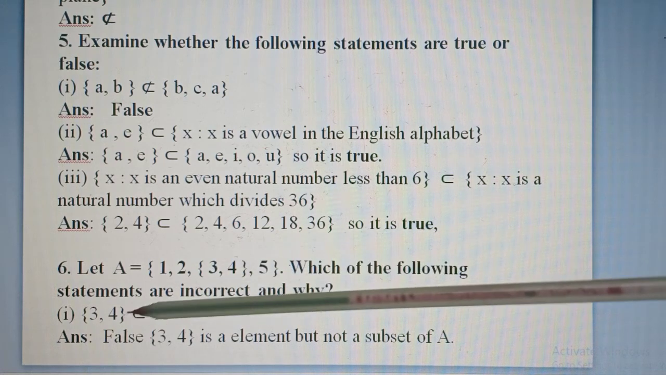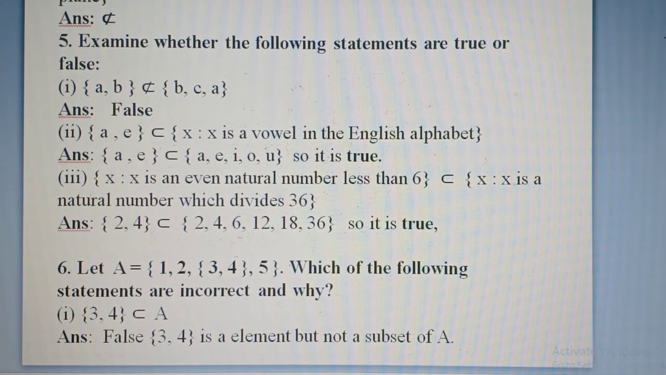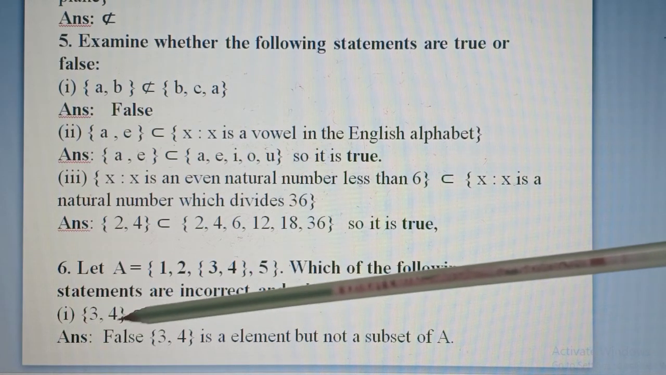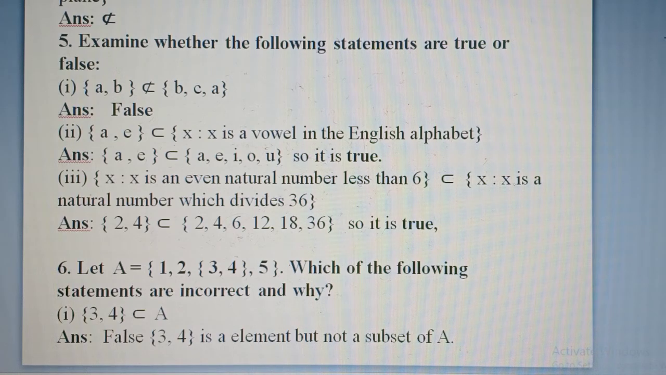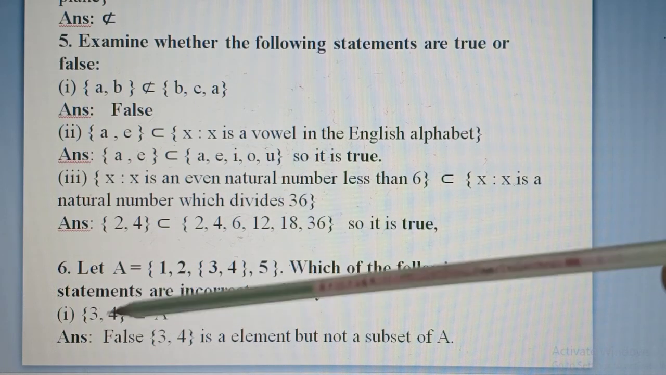{3, 4} is an element. It is not a subset. Okay students, so I hope all of you understood. If you put one more bracket over here, then it forms a set, and then these statements will be correct. So now it is false because it is an element, it is not a subset.